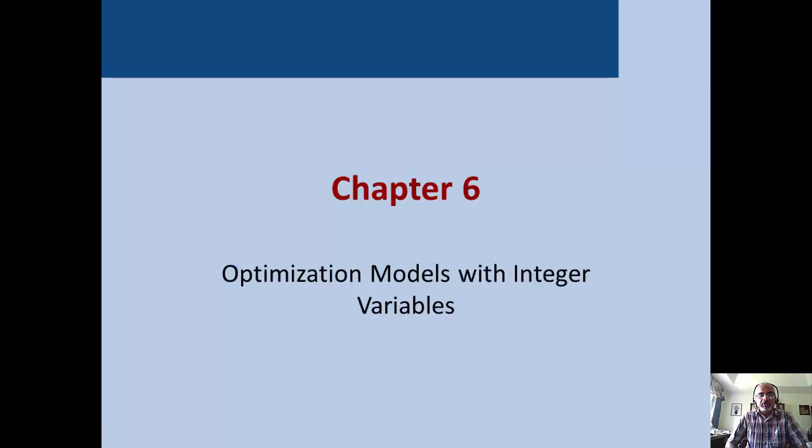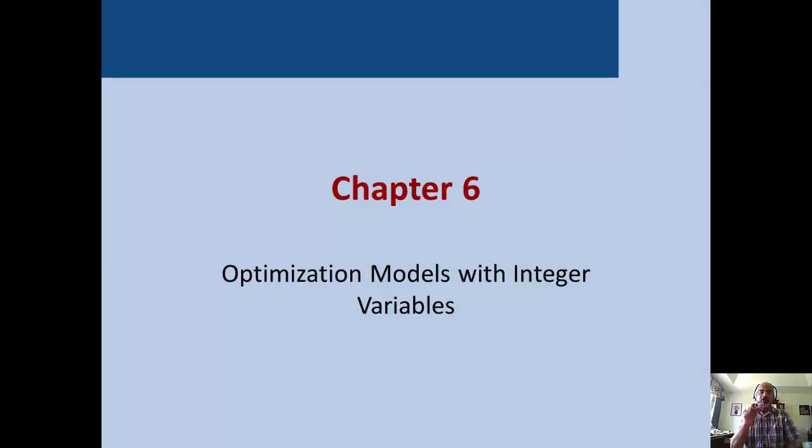The next chapter is optimization models with integer variables. We've already seen some integer variables in the previous chapter, where all we had to do is enter a constraint for the changing cells to be set as an integer value. And once you do that, Excel uses what is called a branch and bound procedure to find an integer solution for those variables.